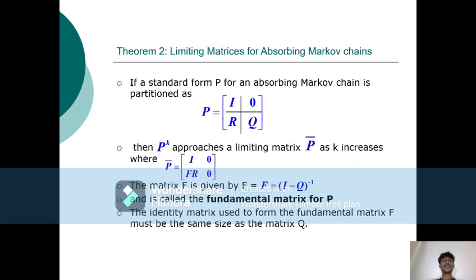If P is the transition matrix in standard form for an absorbing Markov chain, then P^k approaches a limit matrix P bar as k increases, where the matrix F is given by F = (I - Q)^-1 and is called the fundamental matrix for P. The identity matrix used for the fundamental matrix F must be the same size as the matrix Q.